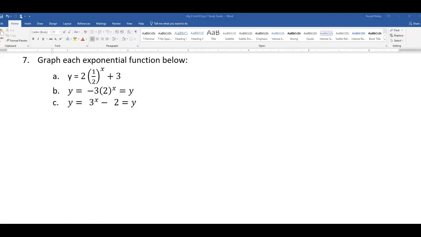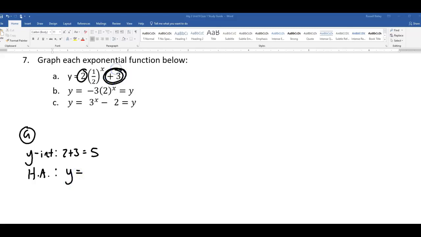All right, so now we're ready to go ahead and graph some exponential functions. This is from lesson 9.2. So if you want to graph an exponential function, the first thing you're going to do is add the a to the c to get your y-intercept. So my y-intercept would be 2 plus 3, which is 5. Next, we're going to find our horizontal asymptote, and that will always be y equals whatever this number is here. So in this case, it's 3.